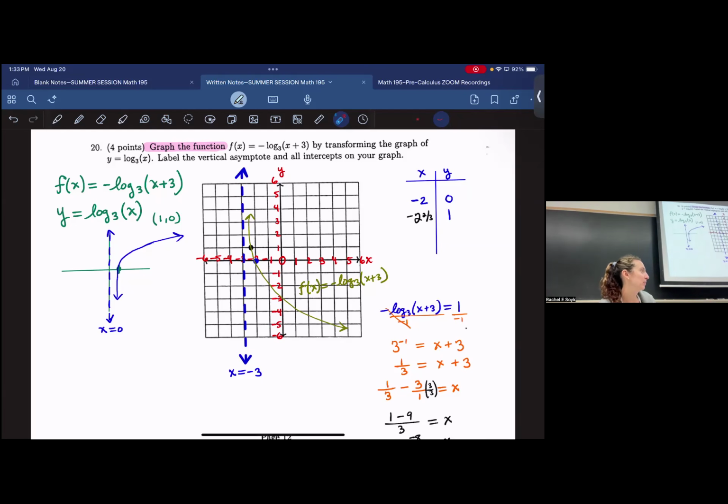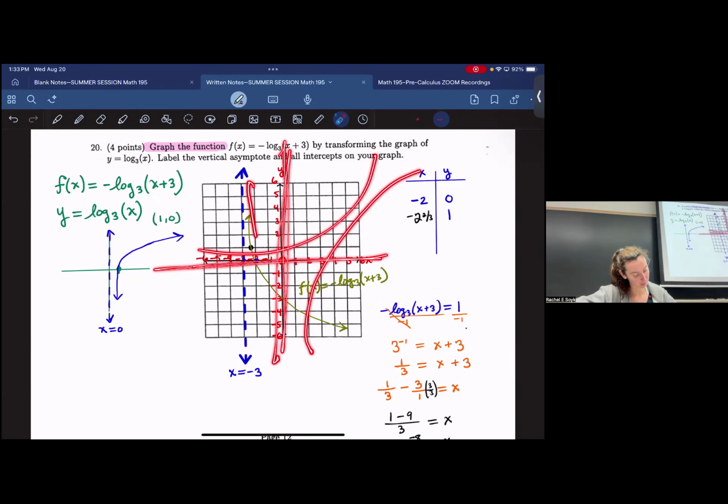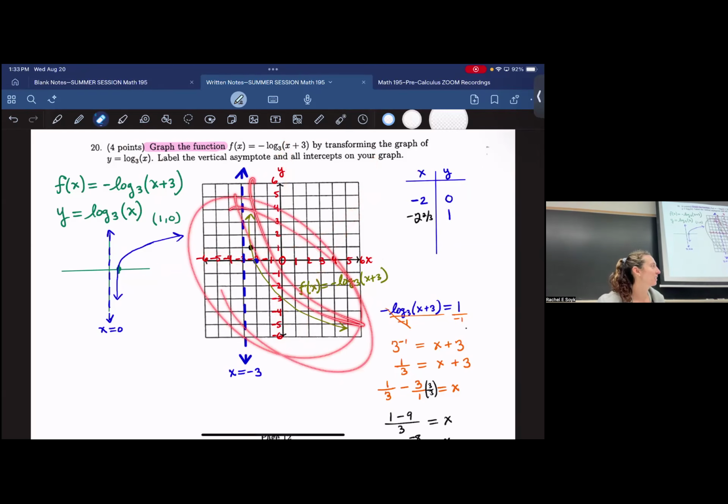So if you think again, think just back to parent function. We have e to the x, and then your ln of x, and then it's reflected over our x-axis, and then it's going to look something like this, which is correct, right? Doesn't it look like something like this?